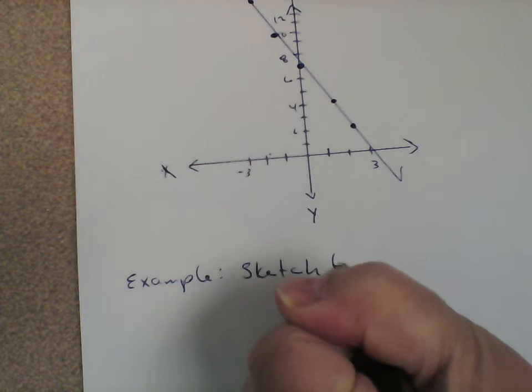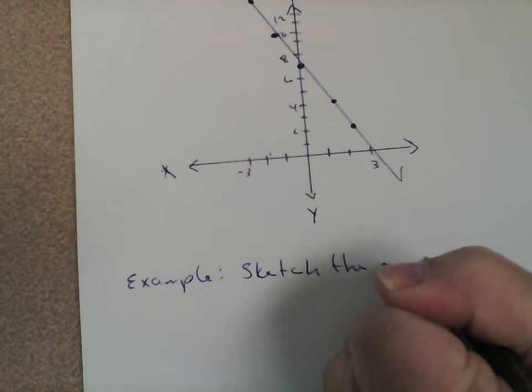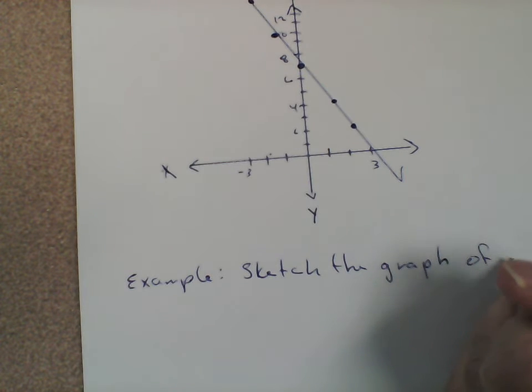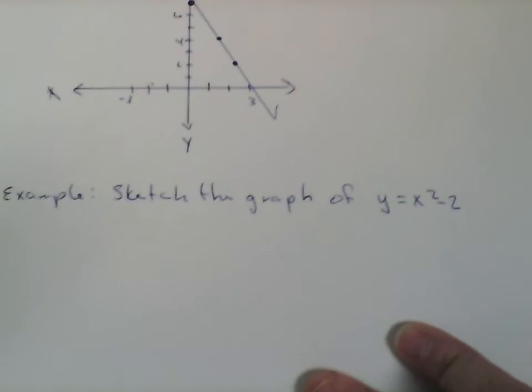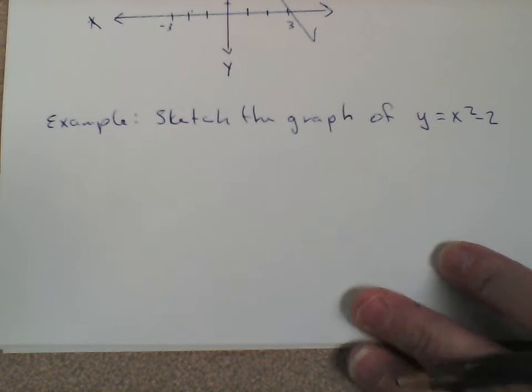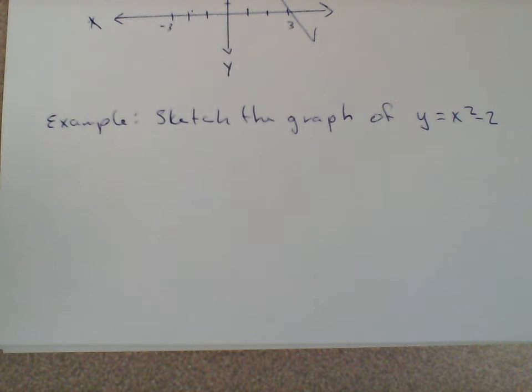Sketch the graph of y equals x squared minus 2. Now notice, if you can see it, that in this equation, we have a power. We have a square power on that x. So we will not be graphing a straight line this time. This is going to be a curved line, right? Those of you who may or may not remember that this is the graph of a quadratic equation, right? So this is our parabola. We better get a parabola.